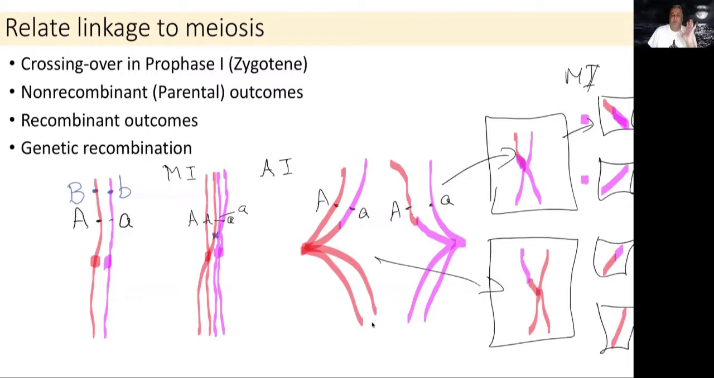Now it's very important to remember where these chromosomes came from. Okay, so the red one, this one here, it came from, let's say, the mother. So that's your maternal chromosome. The other chromosome, the purple one, that came from the father. So that's your paternal chromosome.